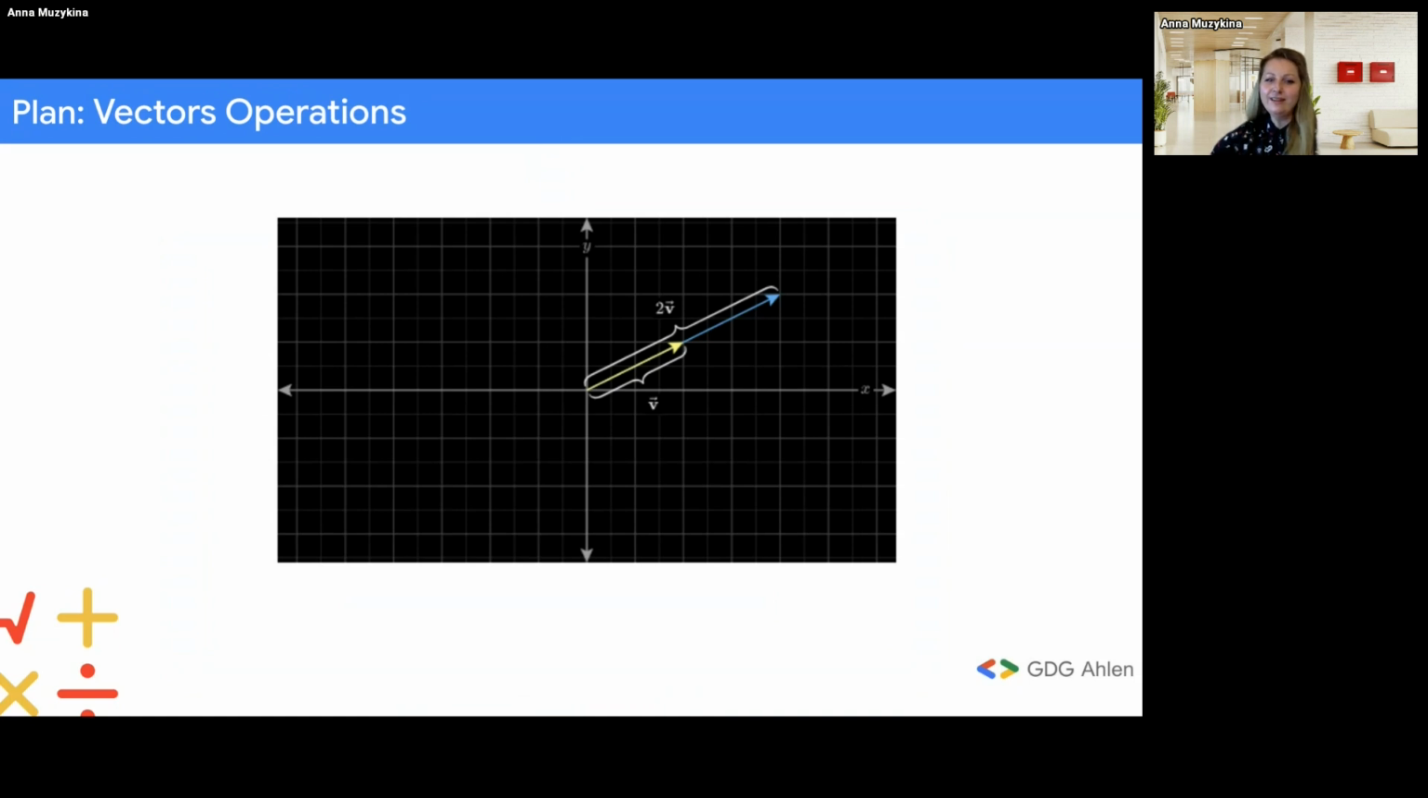Numerically, scaling is super simple. If you want to stretch a vector by a factor of 2, you just multiply each of its components by 2. So, if your vector is (x, y), multiplying it by 2 gives you (2x, 2y). It's just that straightforward.